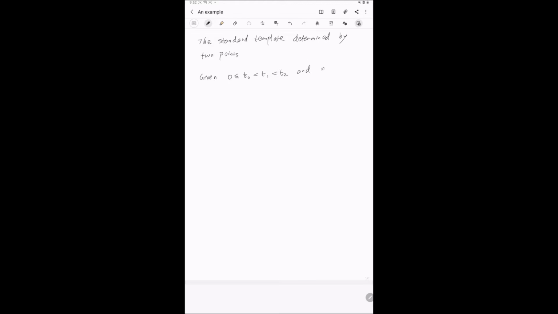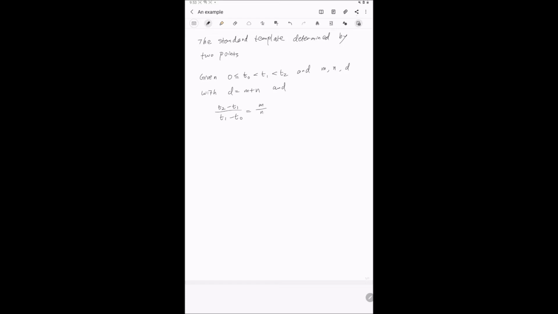and the integers m, n, d with d equal to m plus n, and those 3 non-negative numbers satisfy the relation (t2 minus t1) divided by (t1 minus t0) equal to m over n. Now we'll construct a template.